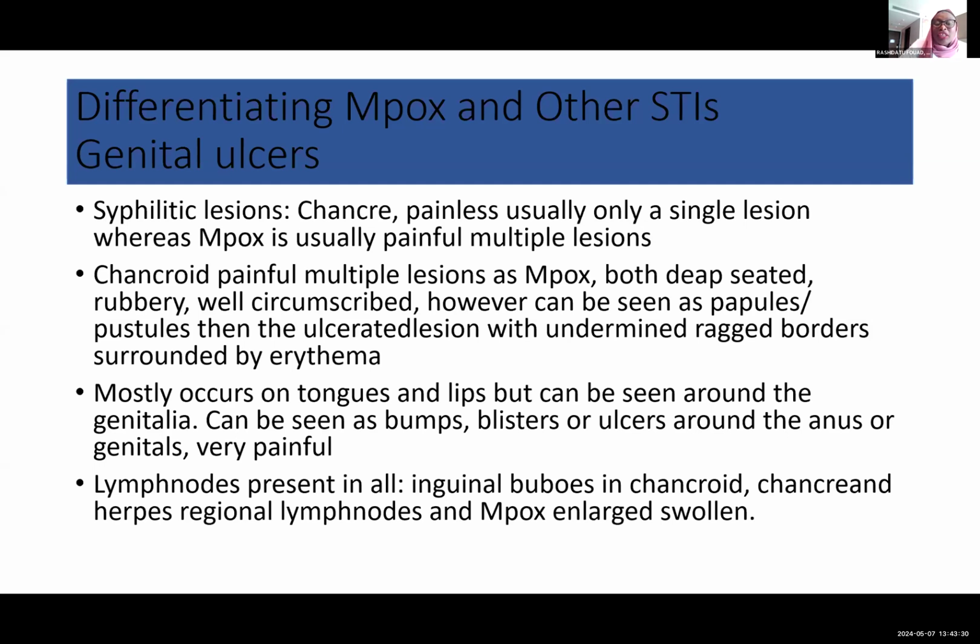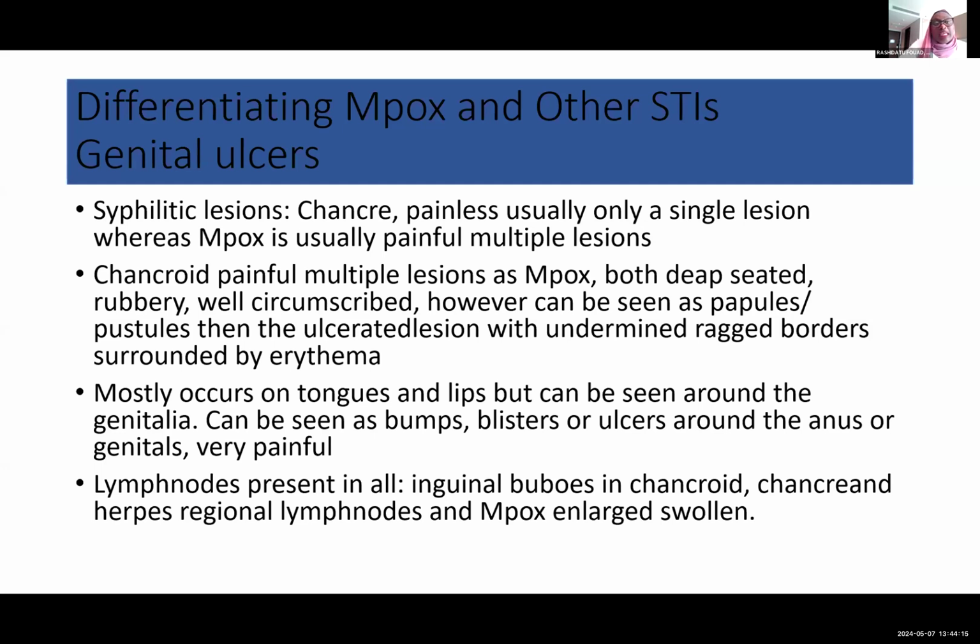But with chancroid, the borders are really ragged, they look dirty, and they are surrounded by round redness, the erythema. And then herpetic lesions occur on the tongue and lips, but they can also be seen around the genitalia. They can be seen as bumps, blisters, or ulcers, either around the anus or genitals, and they're also painful. Lymph nodes are usually found in all of them, but most have regional lymph nodes, that is the inguinal. Monkeypox should have lymph nodes all over, so you need to look at that as well.